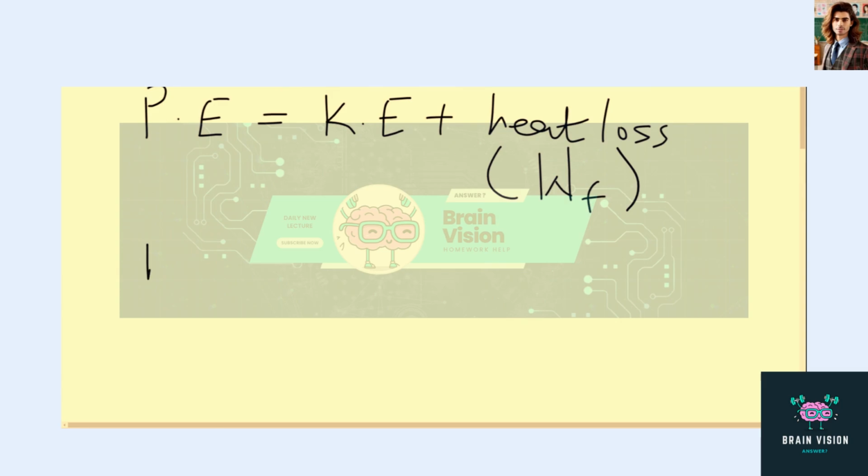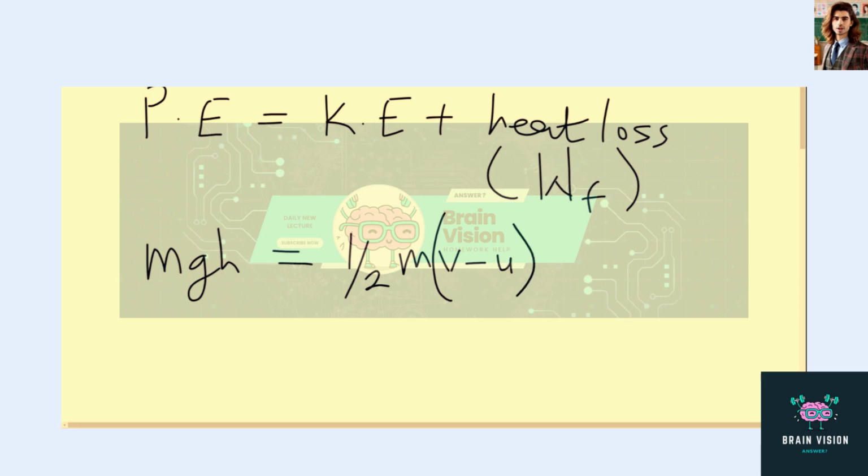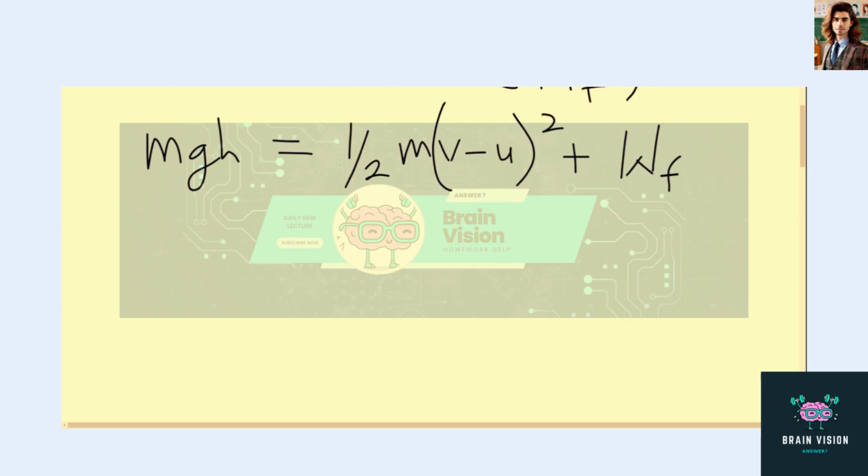Now, we know potential energy is given as mgh, and kinetic energy is given as half m, let me put it into bracket, m into bracket v minus u all squared, plus our work done by friction.